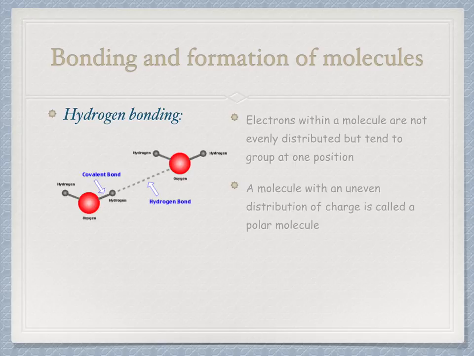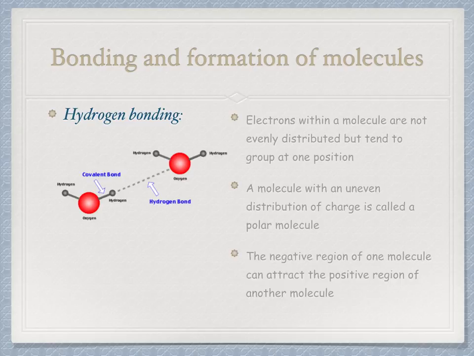A molecule with an uneven distribution of charge is called a polar molecule. And the negative region, for example on the oxygen of one molecule, can attract the positive region of another molecule. So hydrogen bonding can occur between 2 water molecules, and hydrogen bonding is weak. But if there's lots of hydrogen bonding, for example in water, it can change the physical properties of that substance.